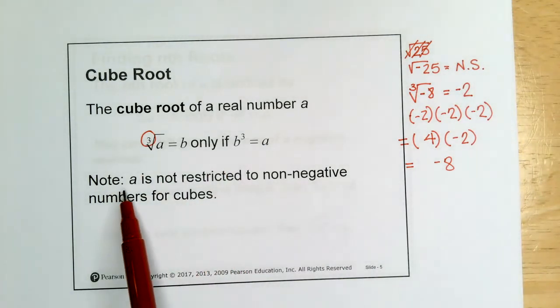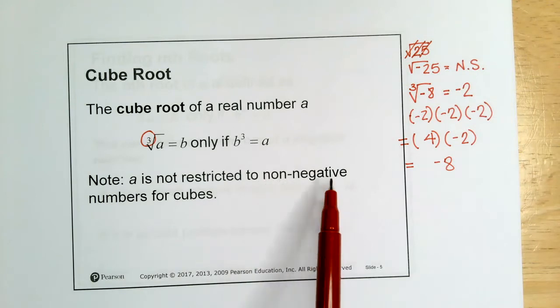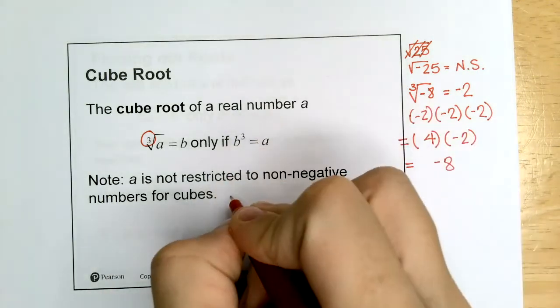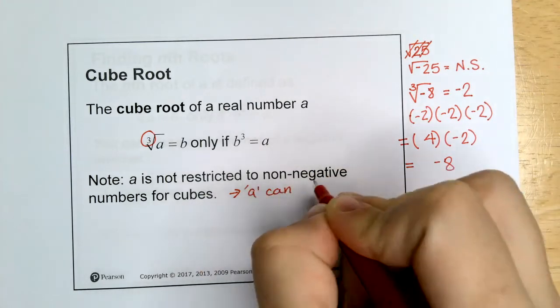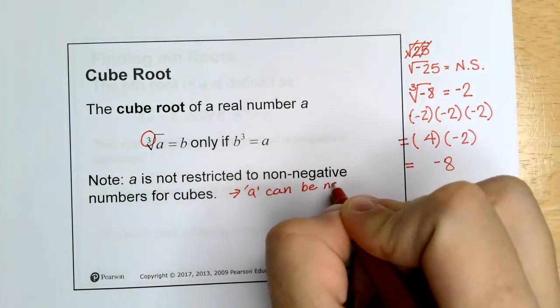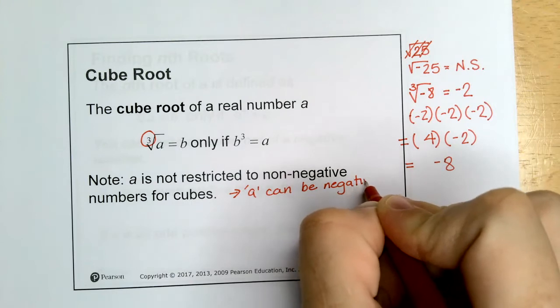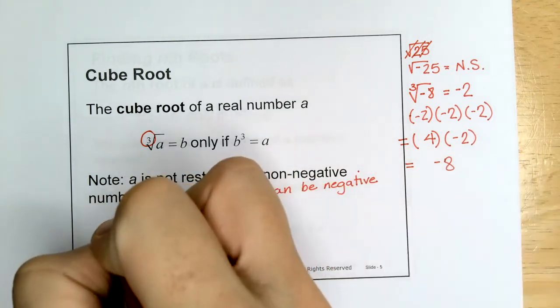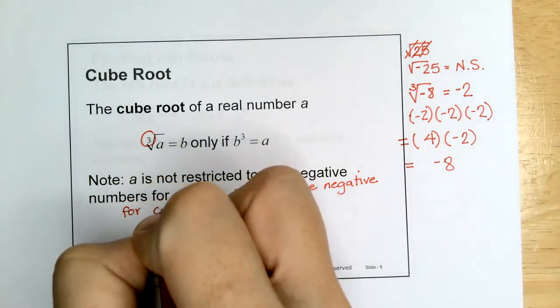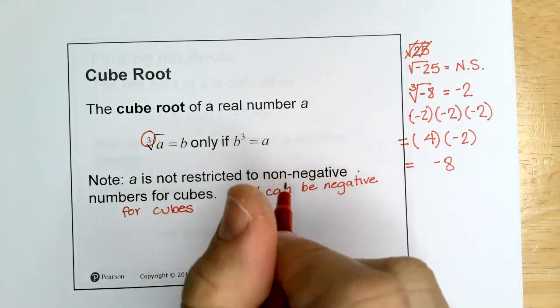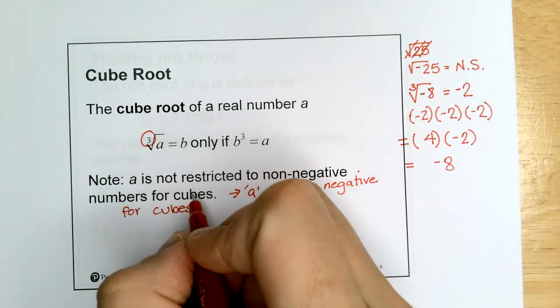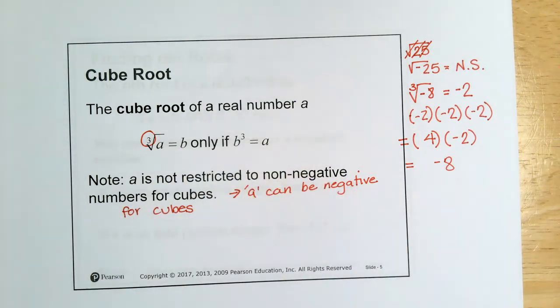So that's what it means when it says a is not restricted to non-negative numbers. So a can be negative for cube roots, for fifth roots, for seventh roots, for ninth roots, any odd numbers.